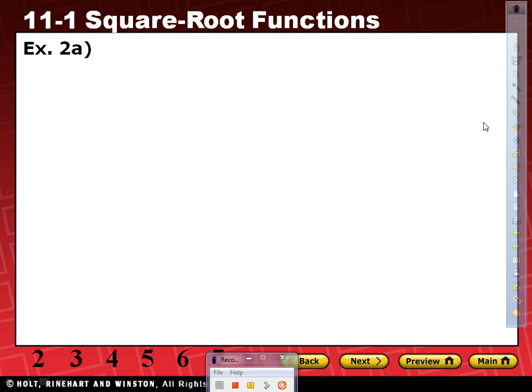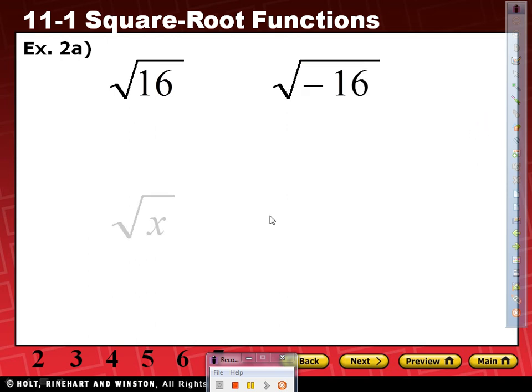Check this out. I'm going to write here square root of 16, or your square root of negative 16. I'm going to skip a line and I'm going to write square root of x, and y equals square root of x. Okay? So everybody look up. I'm focused on this one first.